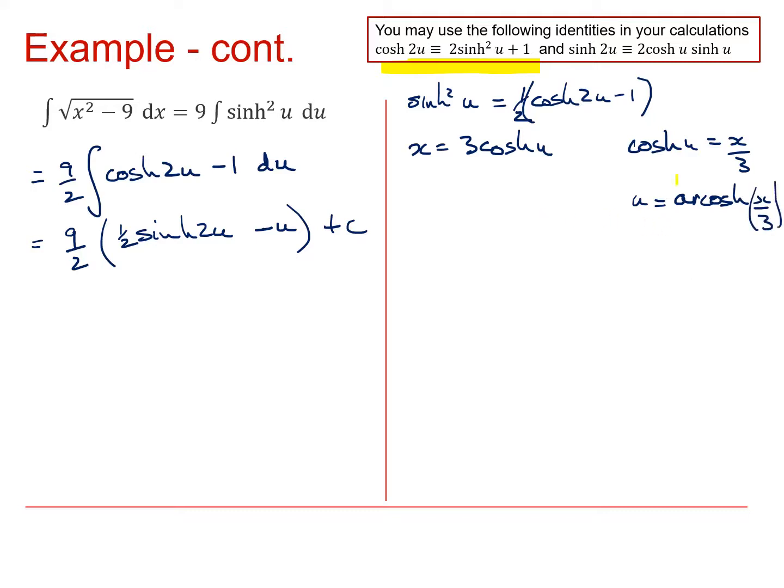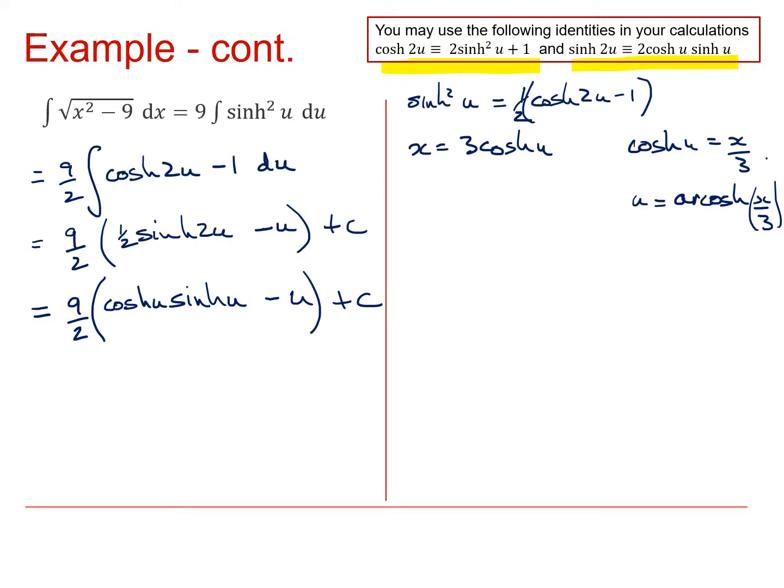Now I've got u and I've got cosh u, but unfortunately I've got sinh 2u here. But if you look at this identity, I can rewrite sinh 2u in terms of cosh and sinh. That's just going to become 9 over 2 cosh u sinh u minus u plus c, and that's just, I've got a half of sinh 2u, so the 2 and the half cancel.